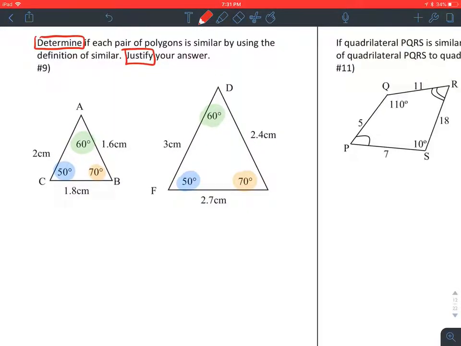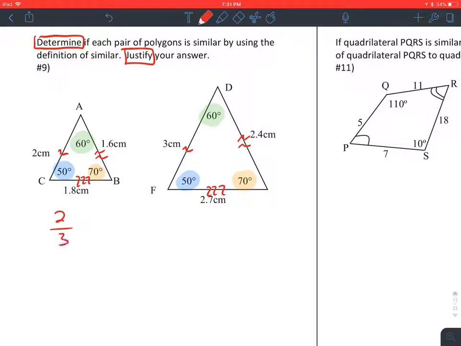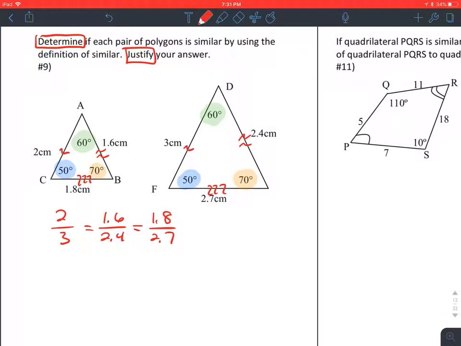Now let's see if the corresponding sides are proportional. Fortunately for us, these triangles are drawn in the same orientation. Corresponding parts are in the same positions, is what I mean when I say that. So now let's compare. We think that these correspond, and these correspond, and these correspond. So 2 is to 3 should be the same as 1.6 is to 2.4, which should be the same as 1.8 is to 2.7. Are those all equal to each other?